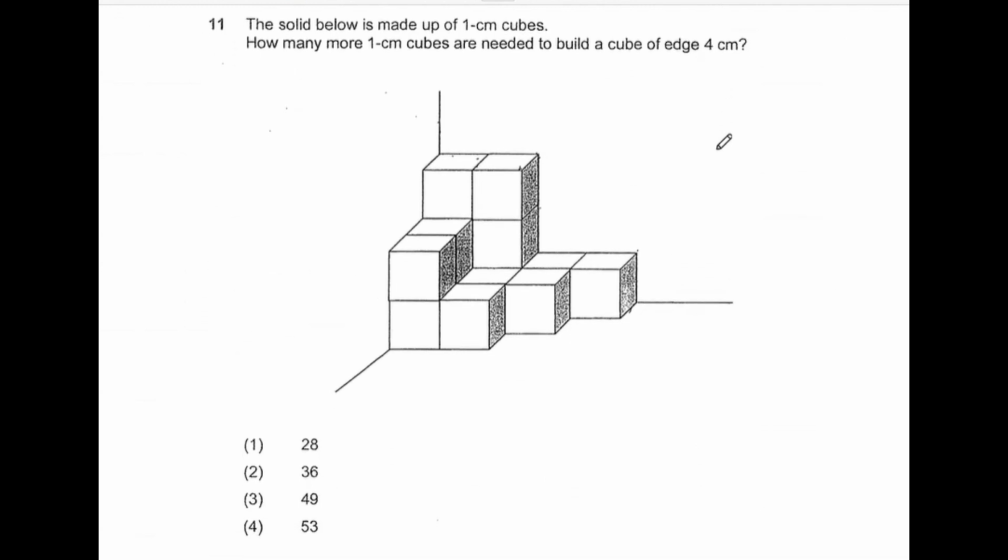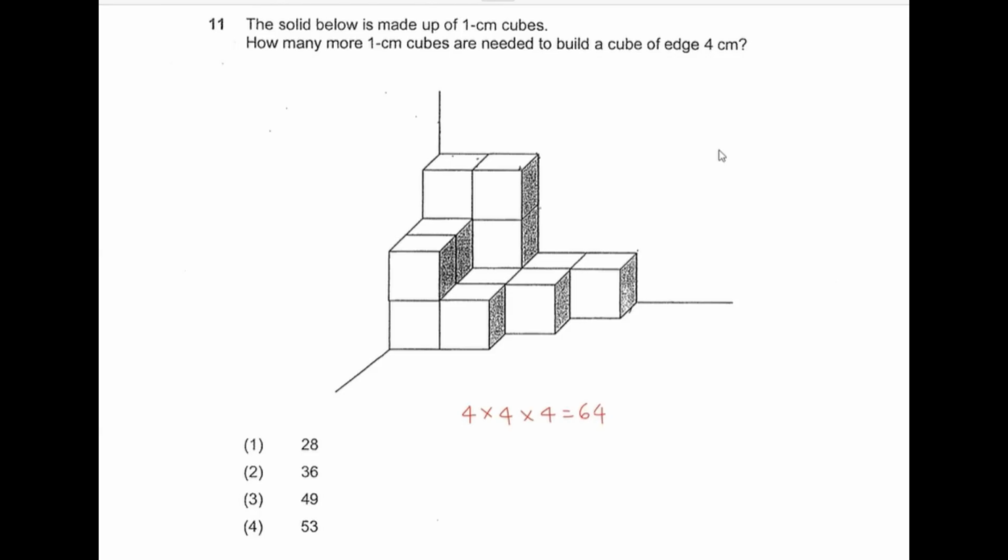All right, question 11. Solid is made up of 1 cm cubes. 1 cm cube means each side is 1 cm. How many more 1 cm cubes are needed to build a cube of each side 4 cm? So to get a cube of each side 4 cm, how many cubes are there altogether? So we'll take 4 times 4 times 4 first, which is 64. 64 cubes is what we need. Let's find out how many we have here.